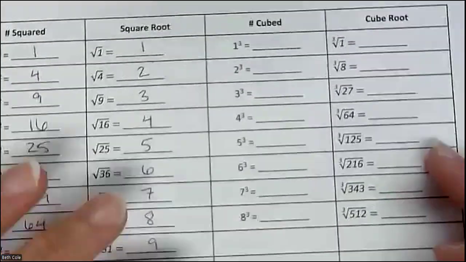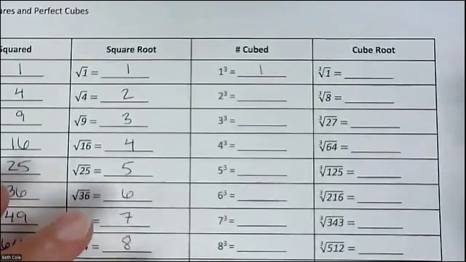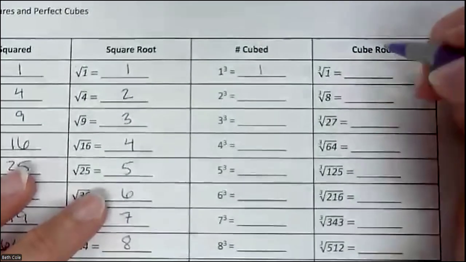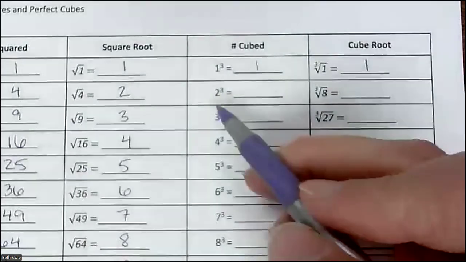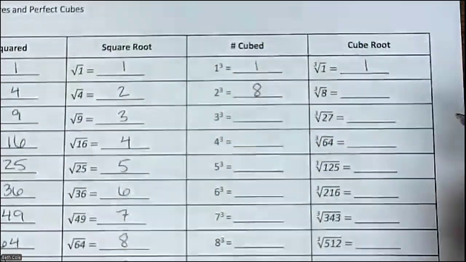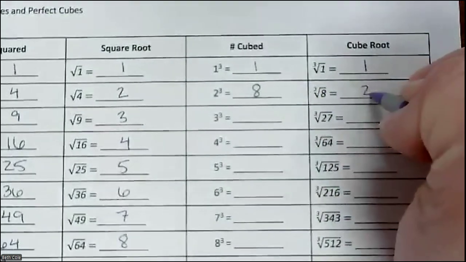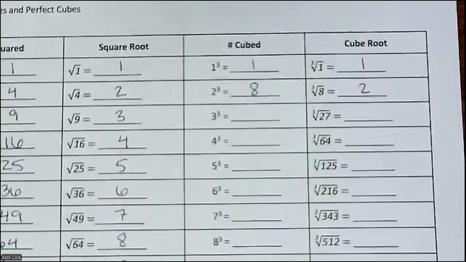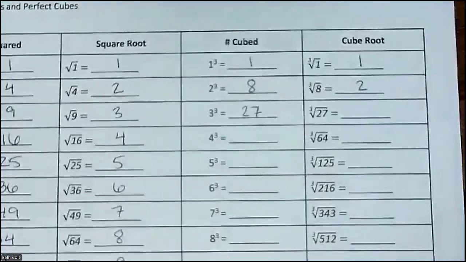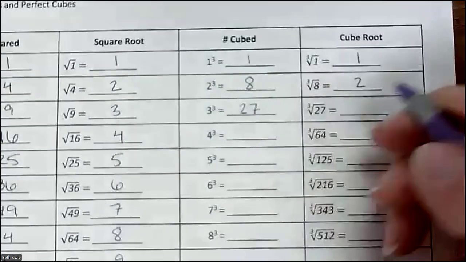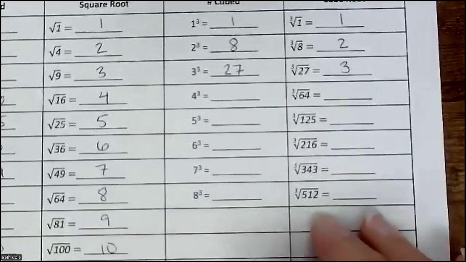Now we're going to do the cubes. 1 cubed is 1. 1 times 1 times 1 is 1. And so the cube root of 1 is 1. 2 cubed is 2 times 2 times 2, which is 8, and the cube root of 8 is 2. You're just going forwards and going backwards. 3 cubed is 27. It's 3 times 3 times 3, and so your cube root of 27 is 3. Again, I want you to go on and write them out. I only go through 8 on this one.